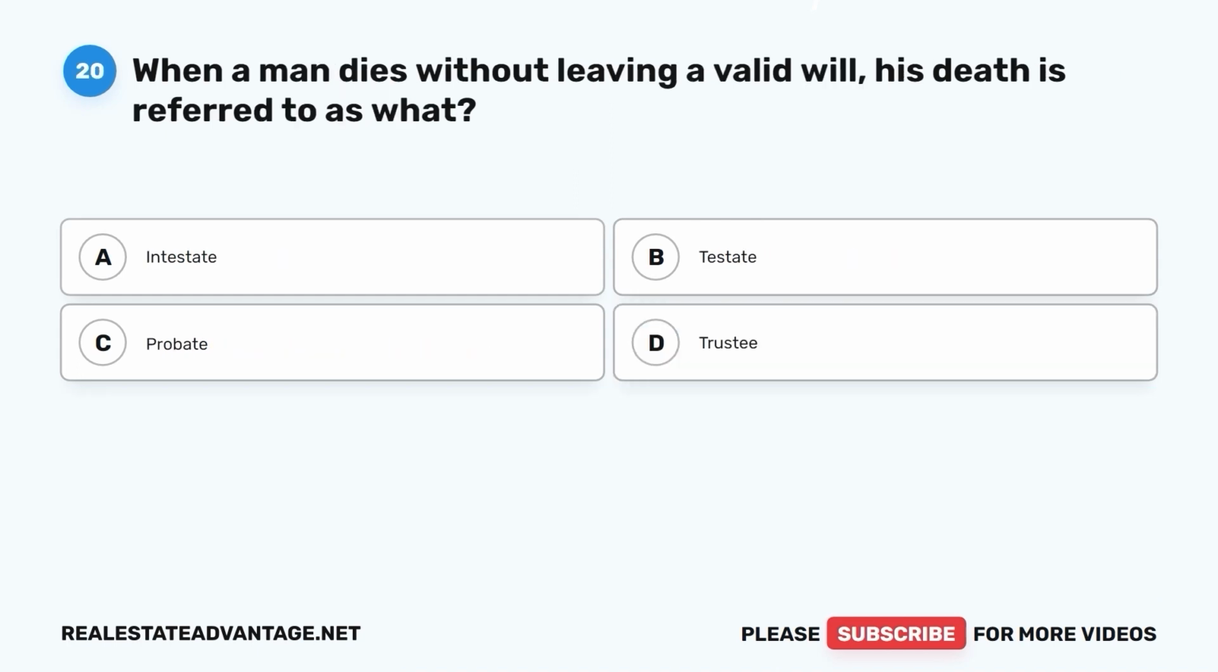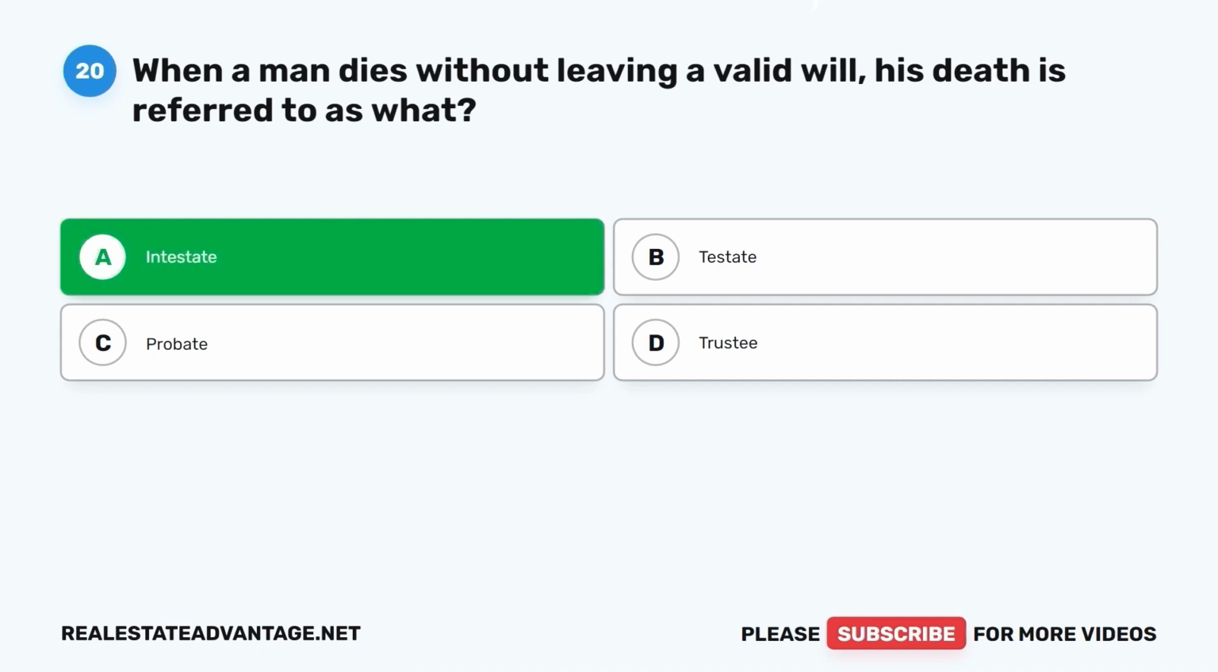Question 20. When a man dies without leaving a valid will, his death is referred to as what? A. Intestate. B. Testate. C. Probate. D. Trustee. The correct answer is A.